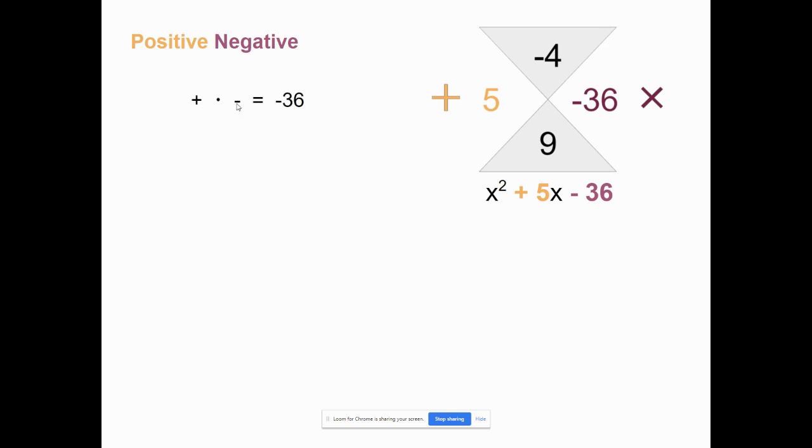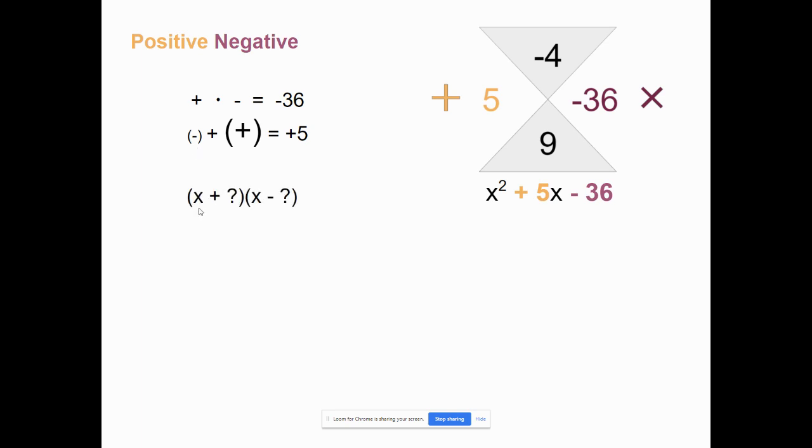Because it's a positive and a positive here and a negative here. Because this is a negative number, we have to multiply a positive by a negative to get this negative number. And because this is a positive number, we know that our positive factor had to be bigger, have a greater absolute value than our negative factor.